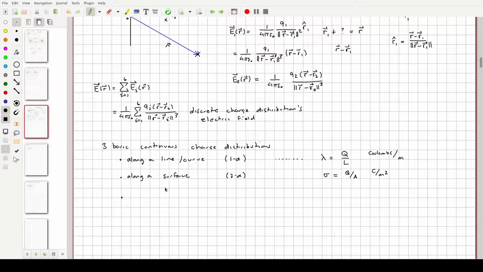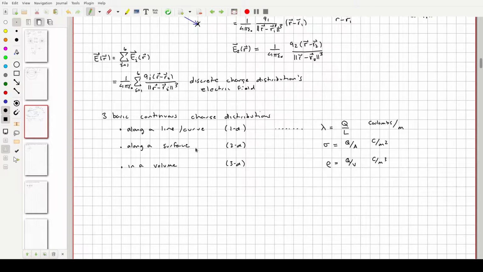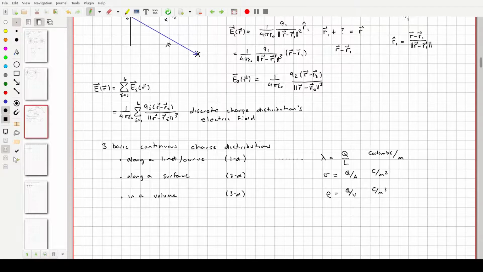The last one, and arguably the most useful one, although we're not going to be using it a whole lot in this class because of the level of calculus involved, would be charge that sits in a volume. This, of course, is 3D. We use rho for charge density in this case, and it is charge per volume, or coulombs per cubic meter. So here are your three basic charge distributions from a continuous standpoint.